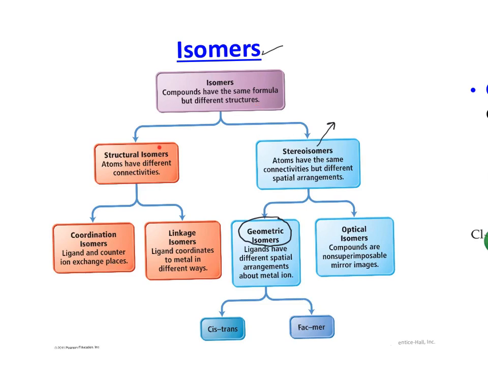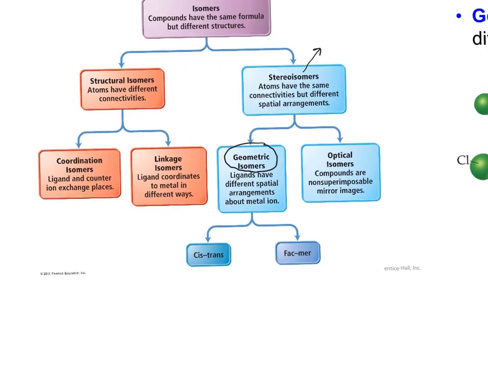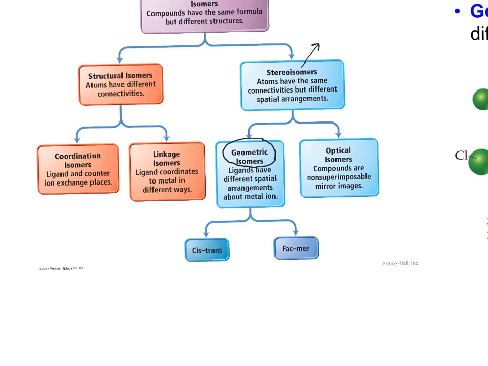We previously looked at structural isomers, where you have the same chemical formula but different bonds. Today we're looking at stereoisomers. So the same chemical formula, the same bonds, but different spatial arrangements. We'll see what that means. And specifically, we'll look at geometric isomers. So ligands have different spatial arrangements about the metal ion. And remember, the metal ion is this metal in the center of the complex. The two different types of geometric isomers we're going to look at are cis and trans and Fac and Mer.